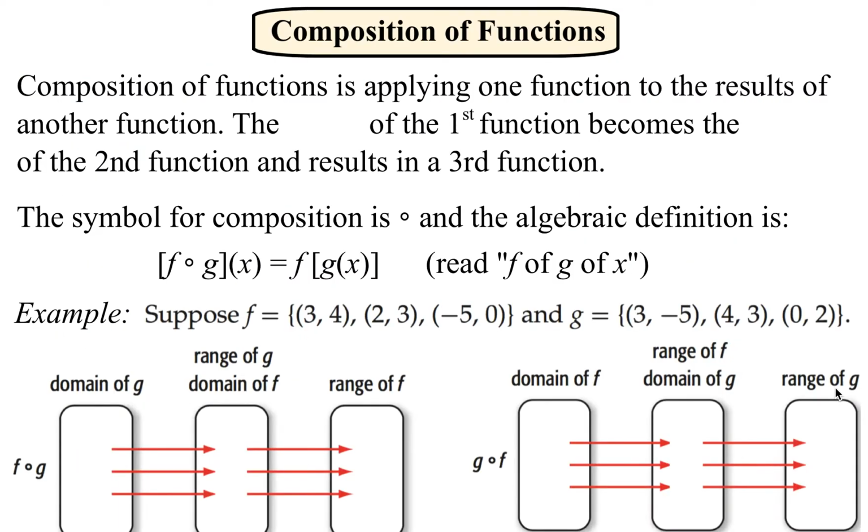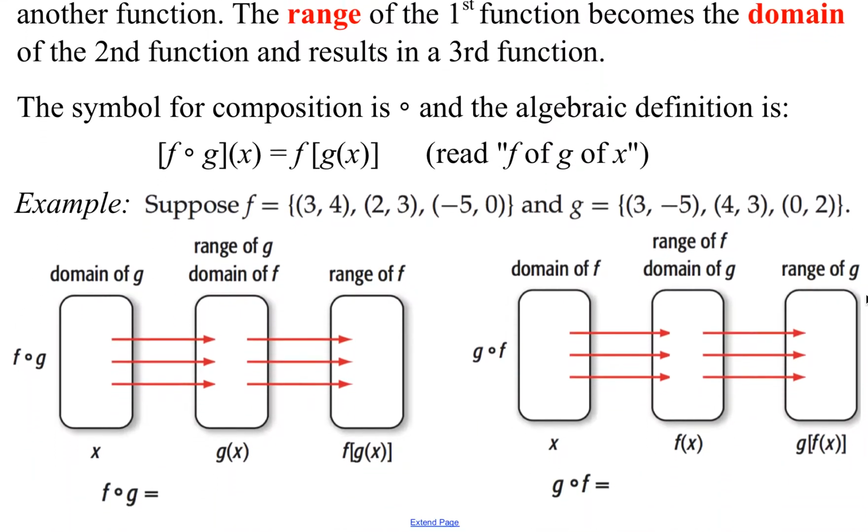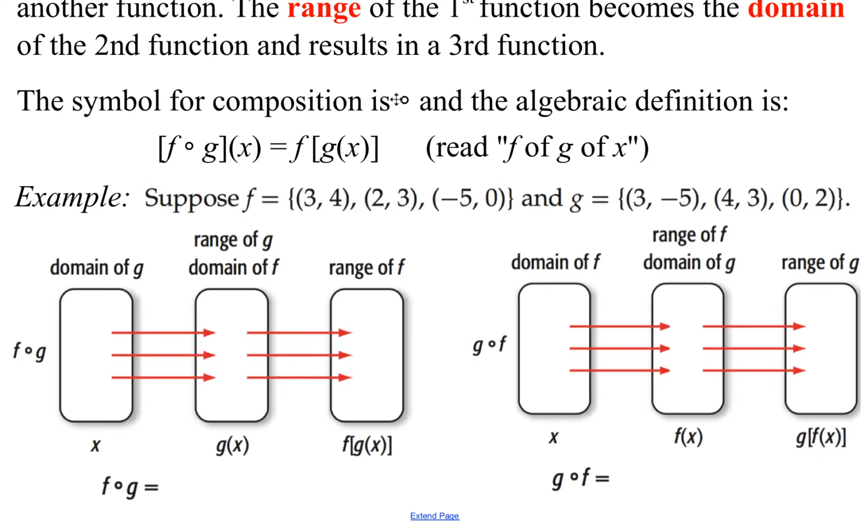So here we go with composition of functions. Composition of functions is basically just applying one function to the results of another. The range of the first function becomes the domain of the second function, and this gives you a third function then. Okay? So the symbol for composition is this open circle. It almost looks like a multiplication sign, but it's open, not solid. And the algebraic definition is this: f composite g of x is equal to, and we read this as f of g of x. So let's look at some examples.